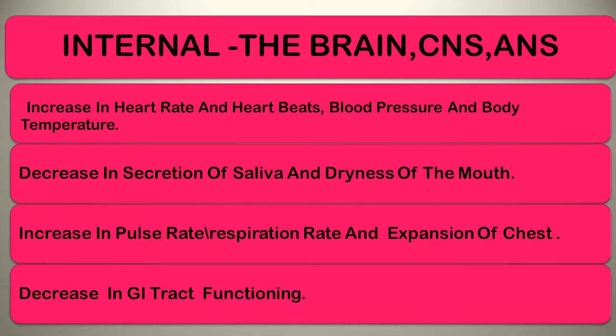At the same time, there is a decrease in secretion of saliva, which leads to dryness of mouth. Again, there is an increase in pulse rate, respiratory rate and expansion of chest. And there is a decrease in GI tract functioning. So, there are increase and decrease changes that take place in the internal organs, that is the brain, the central nervous system and the autonomic nervous system.